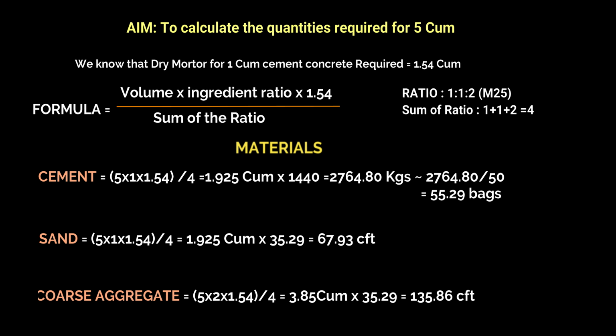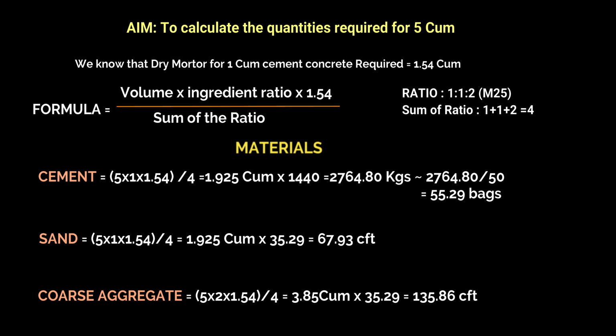And finally the coarse aggregate. For coarse aggregate required, the volume is 5 into ingredient ratio, that is 2, into 1.54 divided by the sum of the ratio. We get 3.85 cubic meters. 3.85 into 35.29, we get 135.86 CFT. This is the volume required for the coarse aggregate.